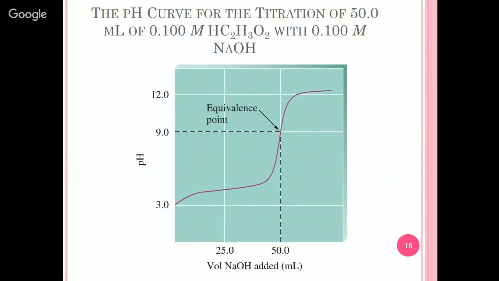What else do we notice? Well, when we have a weak acid and we're adding a strong base, our equivalence point is no longer neutral, but our pH is basic. And in this particular titration, our pH is 9.0. So our equivalence point is here.